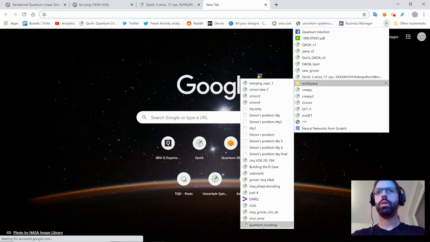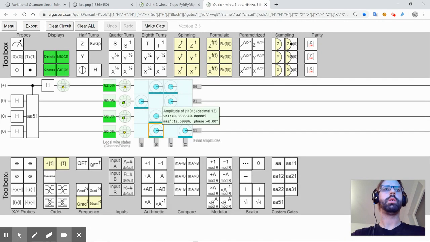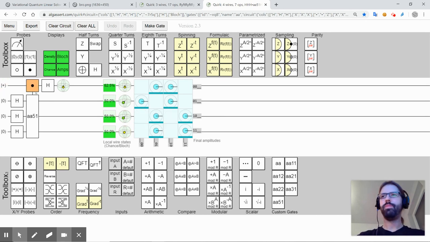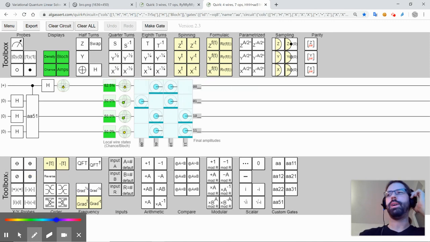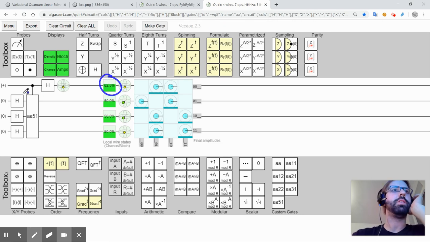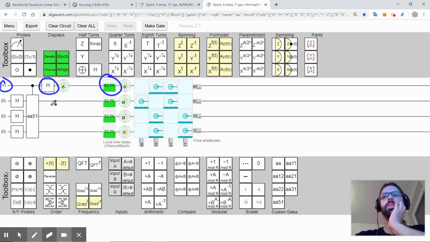Workspace. Quantum counting. Come on, look at this. I invented the Hadamard test. Oh man, so my idea for better quantum counting is the Hadamard test, because that's it, right? For me, the intuition behind this, and sorry for this, but it's quantum counting.